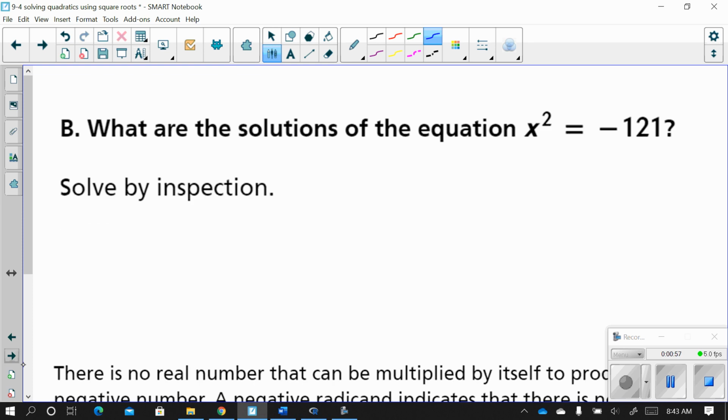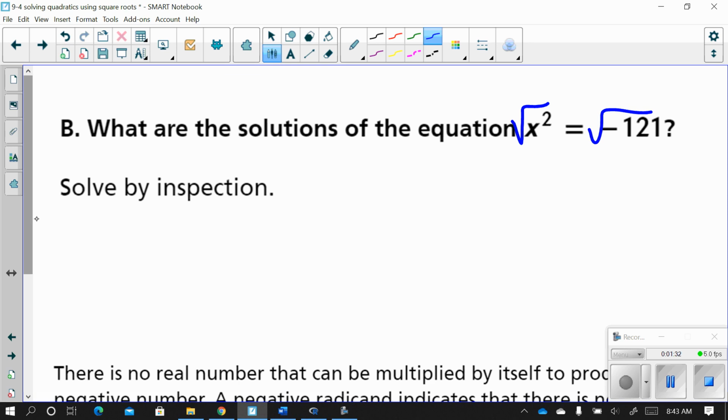Okay, let's take a look at this one. x squared equals negative 121. Just like the last problem, square root both sides. Square root, remember, means something times itself. So what times itself equals negative 121? Well, I know 11 times 11 equals 121. So I need negative 121. Negative 11 times negative 11? That's also positive 121. Can I think of something that times itself equals negative 121?